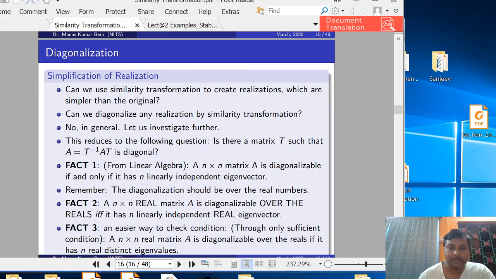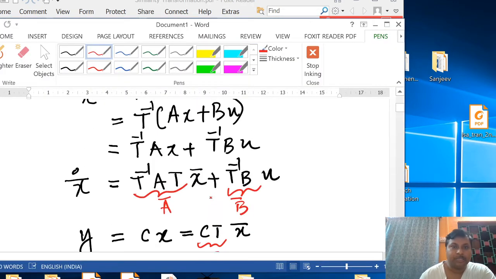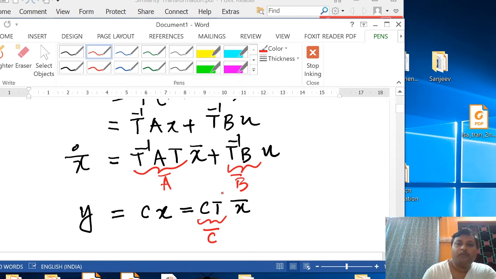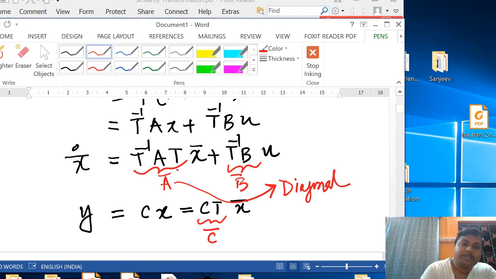Means, here you see what we have deduced here. So now what we want is that this A bar should be diagonal. Now the question is, can I build this T matrix such that any form can be transformed to the diagonal one?